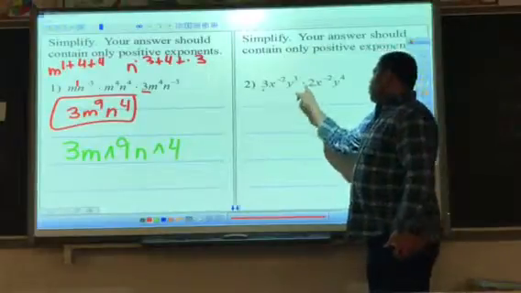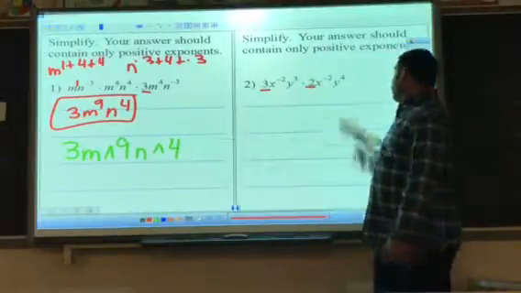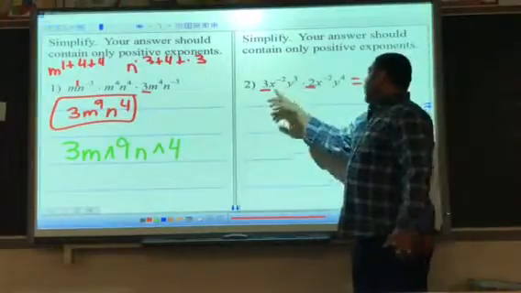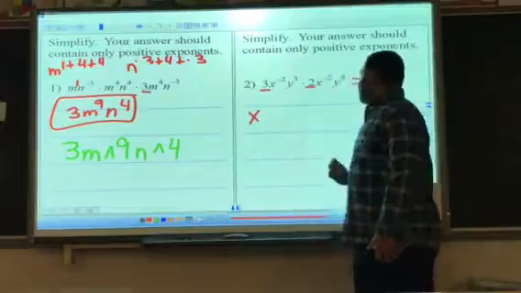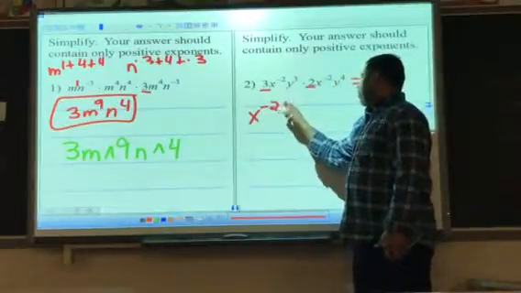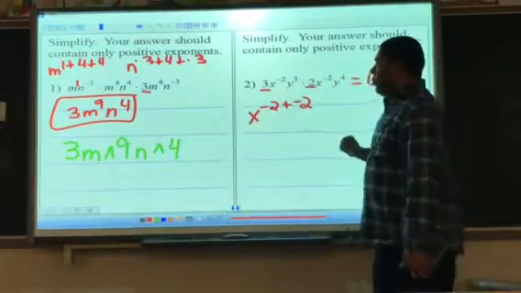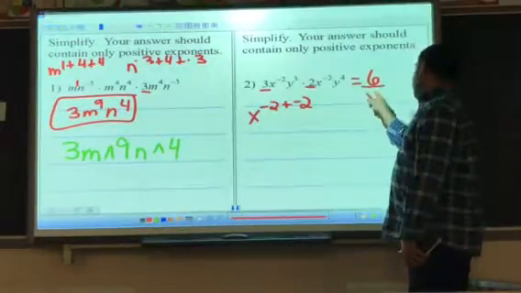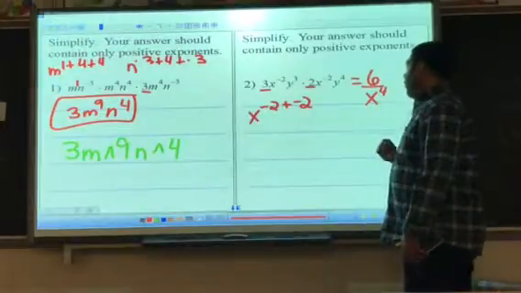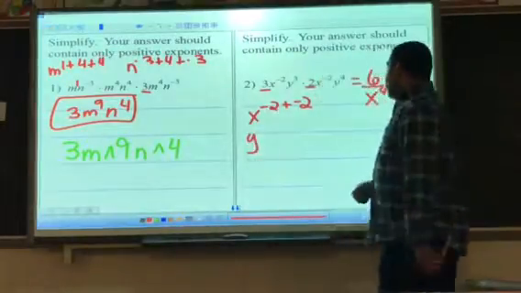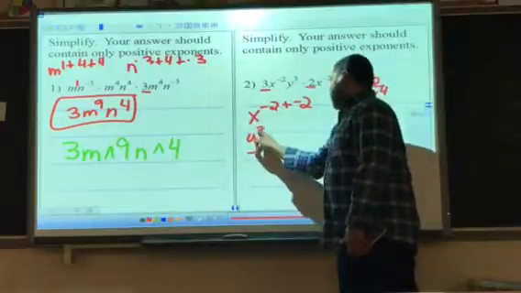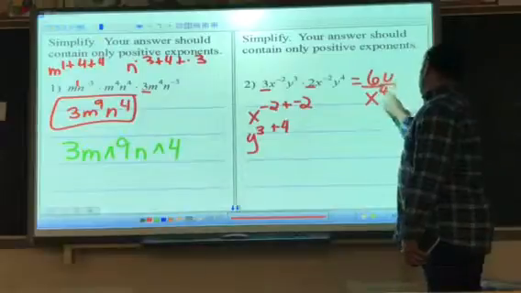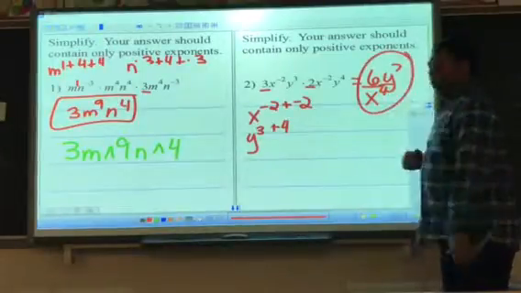Bases that are numbers first, so 3 and 2. 3 times 2, that's 6. My x's are being multiplied, so I need to add those exponents. That'd be negative 2 plus negative 2, which is negative 4. So I have a negative exponent, so I'm going to write it as x to the 4th power. The y's are being multiplied, so I need to add those exponents. 3 plus 4 is positive 7. And that would be my answer.